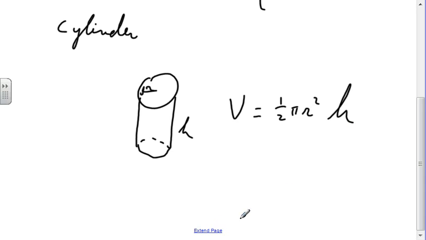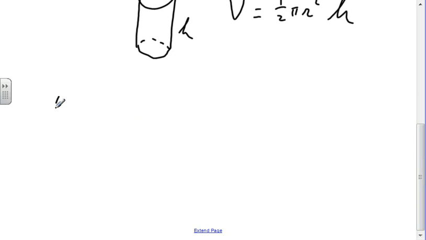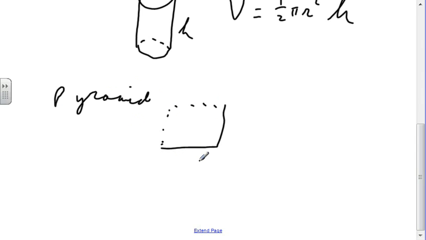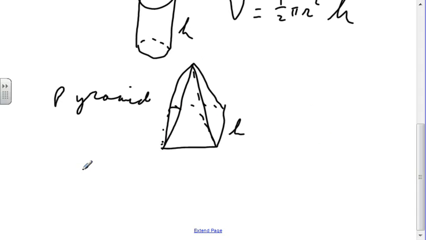And then we have a pyramid. I'm going to have some pyramid. A pyramid has a square base, call it B. And we're going to go up and we're going to come down. Well, that's pretty bad, isn't it? Oh well, it's pretty bad for a drawing, but can't have everything. So the volume of the pyramid is going to be 1/3 the base times the height.